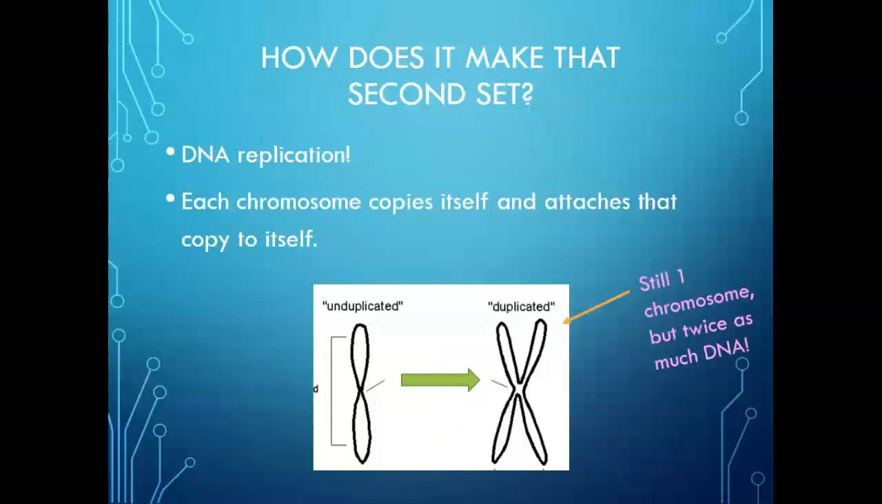In order to make the DNA, the process is called DNA replication, and that's a process we're going to focus on in the next lesson. But for now, just understand that if this is your first chromosome, when I say duplicated or the DNA is replicated, you're not going to end up with two separate chromatids like this. You're going to have two chromatids attached to each other. So although this is still one chromosome, this is also one chromosome, but the amount of DNA present is double.